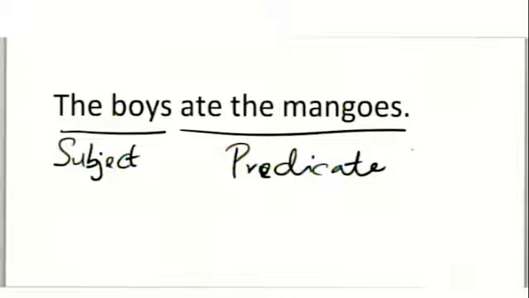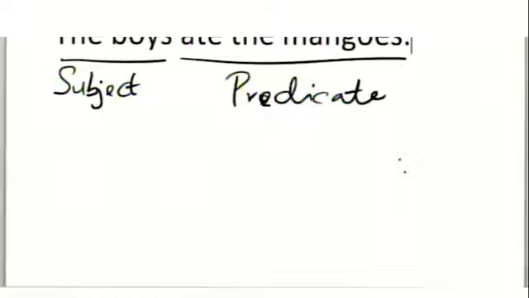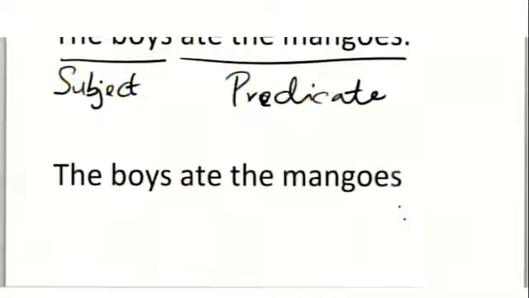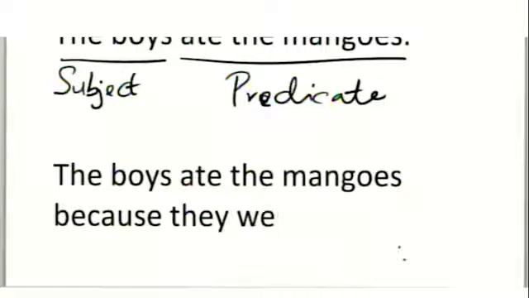Good. We also said that a clause can be on its own, as we have in the above example, or it can form part of a sentence. So let us look at this example. The boys ate the mangoes because they were hungry. Good. In this example, we have two clauses in a sentence.